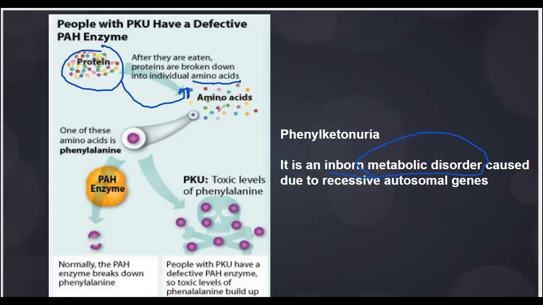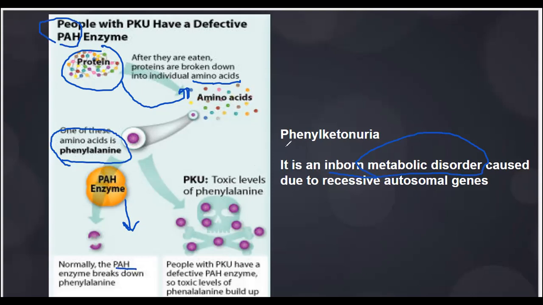Now, many amino acids are made. One of the amino acids is known as phenylalanine. Now this phenylalanine has to be converted into tyrosine, into another form. This is done by the enzyme known as phenylalanine hydroxylase, this enzyme PAH, in normal condition, in a normal person.